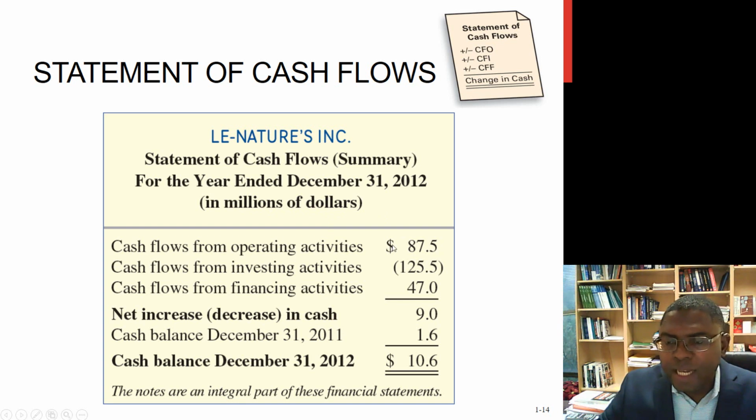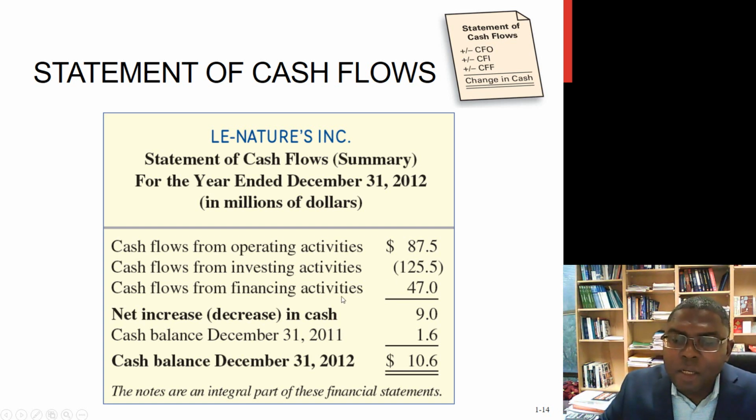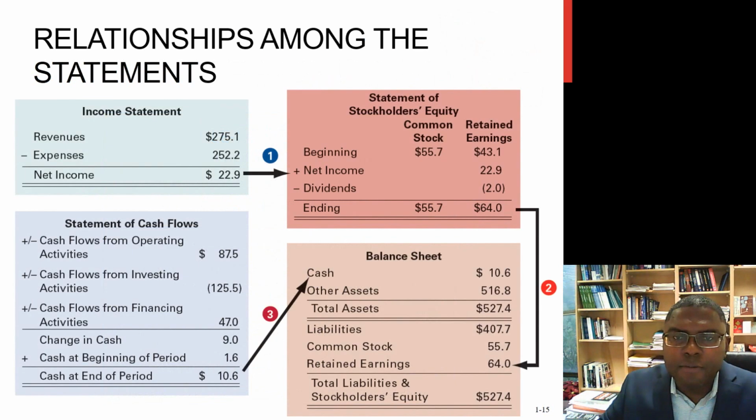So we have cash flow from operating activity, which is positive. So more came in from operating activity than it went out. Cash flow from investing activity is negative. So the company invested more, so more went out to investment compared to what came in. And of course, more came in through financing activities, so it is positive. So when we add all of that, and we also add the balance that we had from the previous year, we are going to have the cash balance at December 31st, 2012.